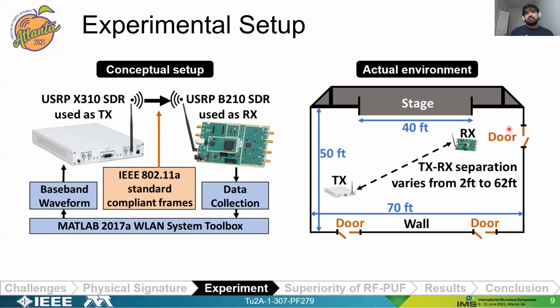The actual setup looks something like this. A room of 50 feet by 70 feet was used, and the transmitter and receiver were kept at a certain distance. So this transmitter-receiver separation has been varied from 2 feet to 62 feet in 6 feet steps in between.